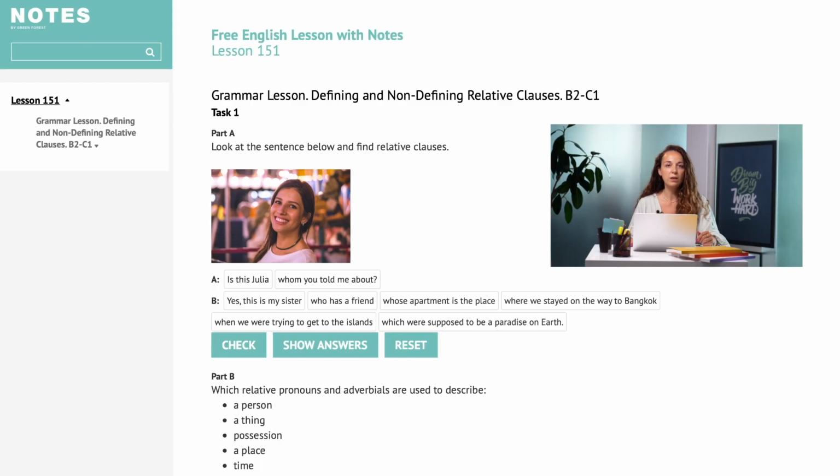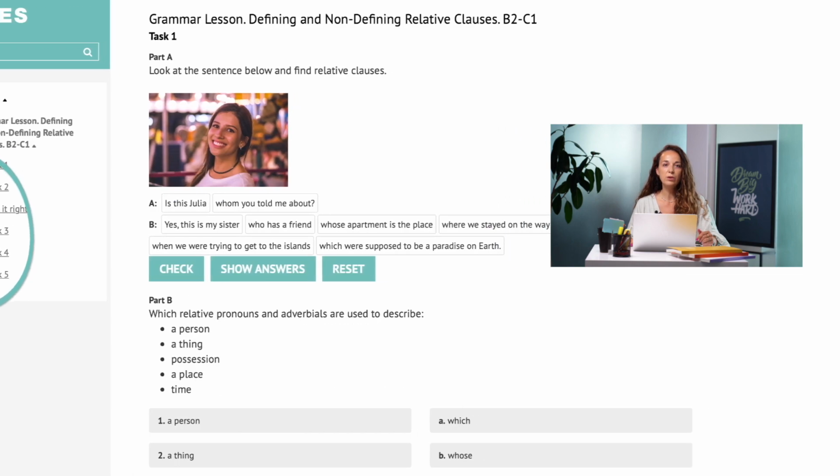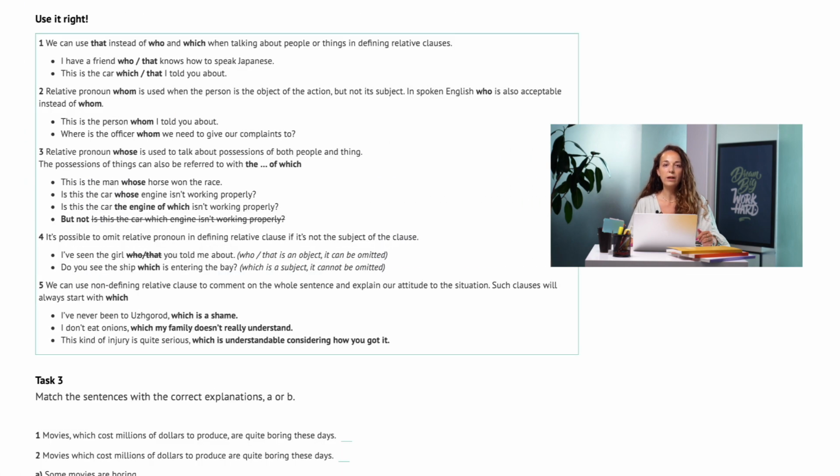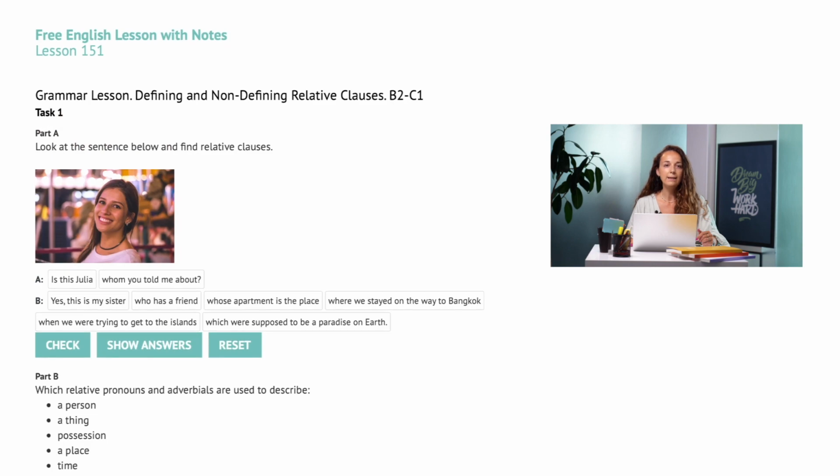The topic of our today's lesson is relative clauses. The lesson is for B1 or higher level of English. It consists of 5 tasks and some use-it-right facts, the rules which will help you use relative clauses like a pro. Yes, you got it right. First I'll ask you to complete the tasks and then I'll give you some explanation on relative clauses after you manage to figure some facts out by yourself.